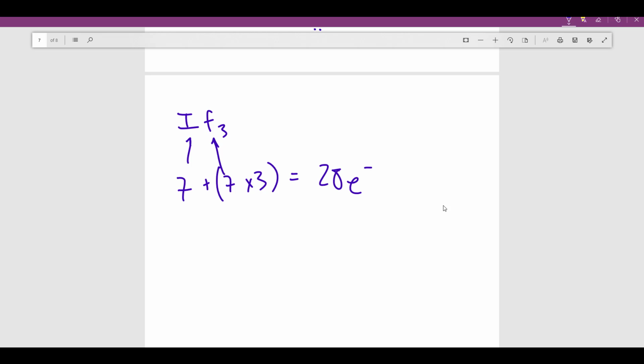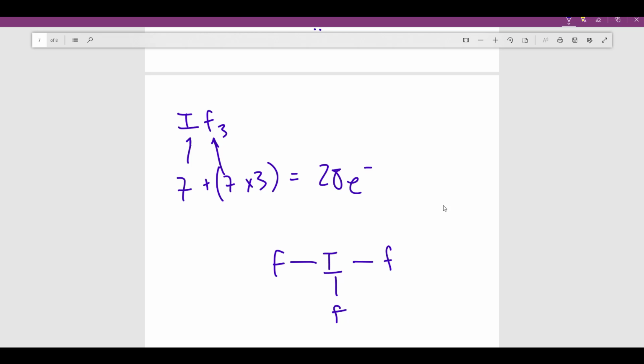I put the least electronegative element in the middle, which is most of the time the element that's written leftmost in the formula, the exception always being hydrogen. And then I put a single bond out to the other elements in the formula. So I've got iodine bonded with 3 fluorines. I've used up 2, 4, 6 of my electrons. I have 22 electrons left.